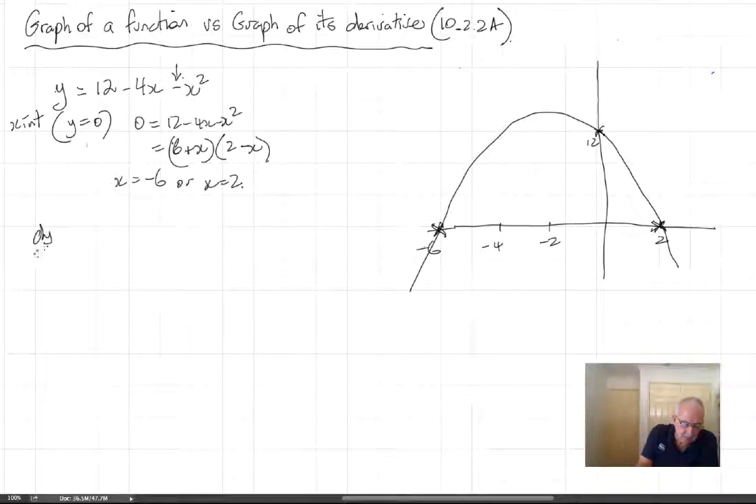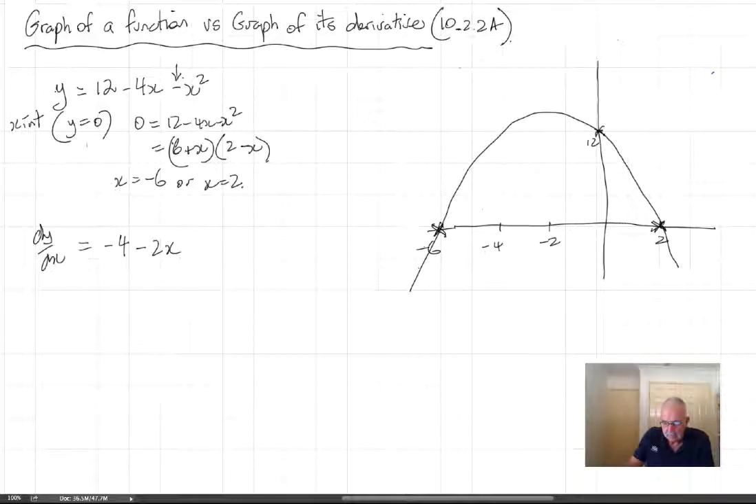If we do dy dx, we find the derivative of that. The derivative of a constant is 0, the derivative of minus 4x is just minus 4, and the derivative of minus x squared is minus 2x. So that's the derivative of our original function. This tells me the gradient at every point on this graph. It can be calculated by negative 4 minus 2 times whatever the x value is.